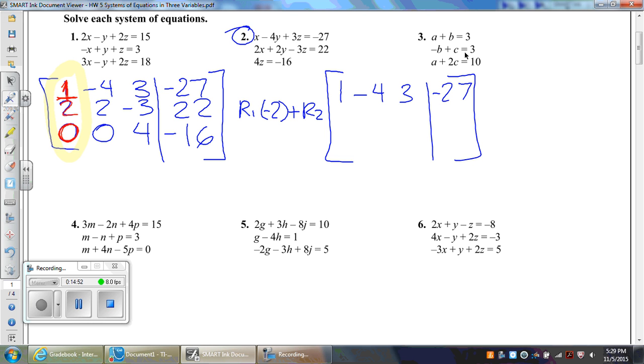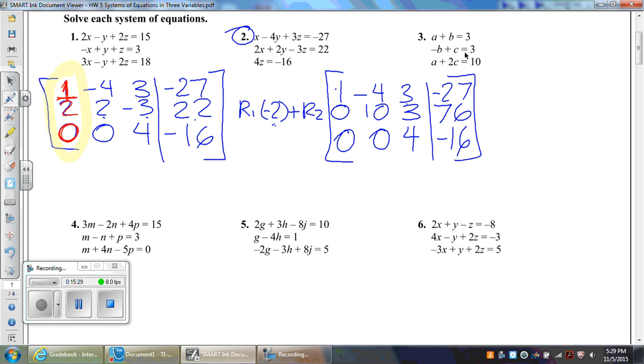And so if we do this, it will be negative 2 times 1 is negative 2, plus 2 is 0. Negative 2 times negative 4 is positive 8, plus 2 is 10. Negative 2 times 3 is negative 6, minus 3 is negative 9. Negative 2 times negative 27 is positive 54, plus 22, it will be positive 76. Now, our third row already has that 0 on the first column, so we can move on with that.